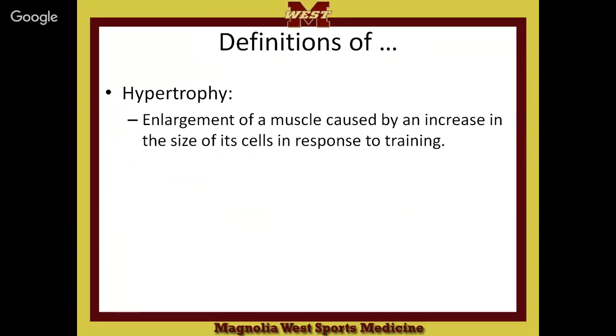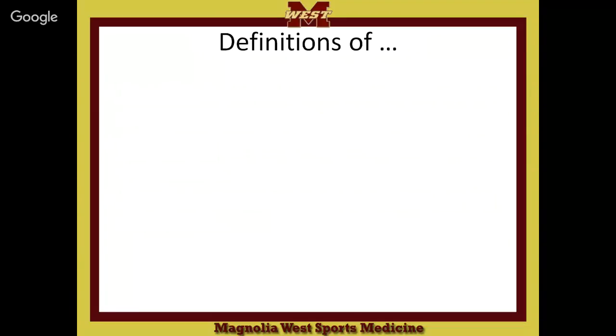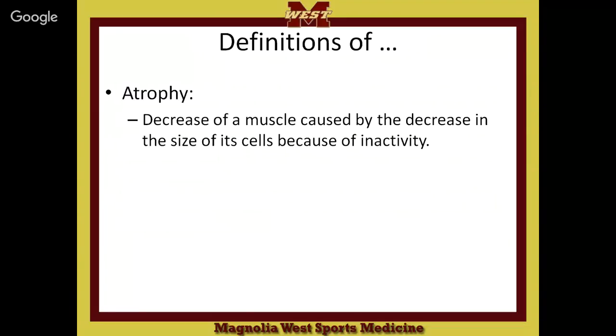So the opposite, this is where muscles get larger, right? In response to training. The opposite then is atrophy. Atrophy. That's where muscles decrease in size and strength, and cells decrease in size, because of inactivity.